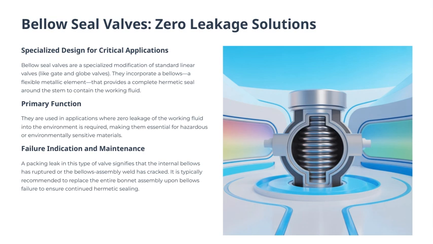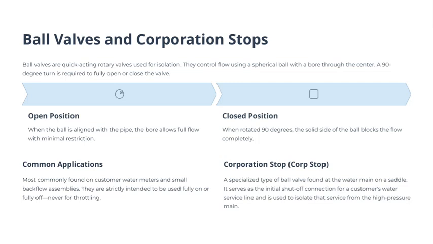So, understanding these key points highlights how vital proper maintenance and the right valve selection are in safeguarding both the environment and process integrity. Now, let's take a closer look at a specialized type of ball valve that you'll often find at the water main on a saddle. This component acts as the initial shutoff connection for a customer's water service line. Its main purpose is to isolate that service from the high-pressure main, allowing for safe maintenance or emergency shutoff.